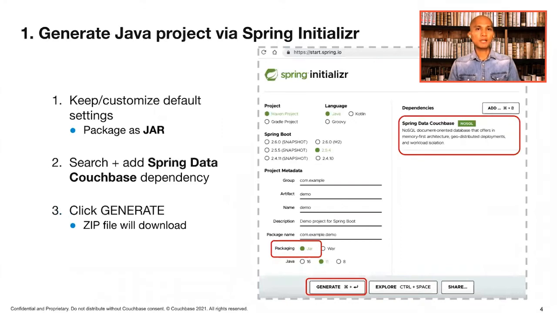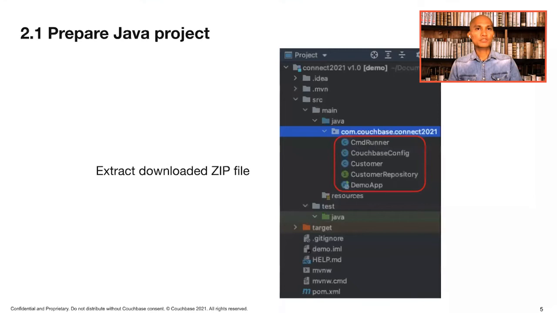To generate our Java project, we'll use Spring Initializer at start.spring.io. We'll package our project as a jar and add the Spring Data Couchbase dependency. Clicking the Generate button will download a zip file to our work environment. We'll extract the downloaded zip file and create 3 classes and 1 interface, as shown in the screenshot.